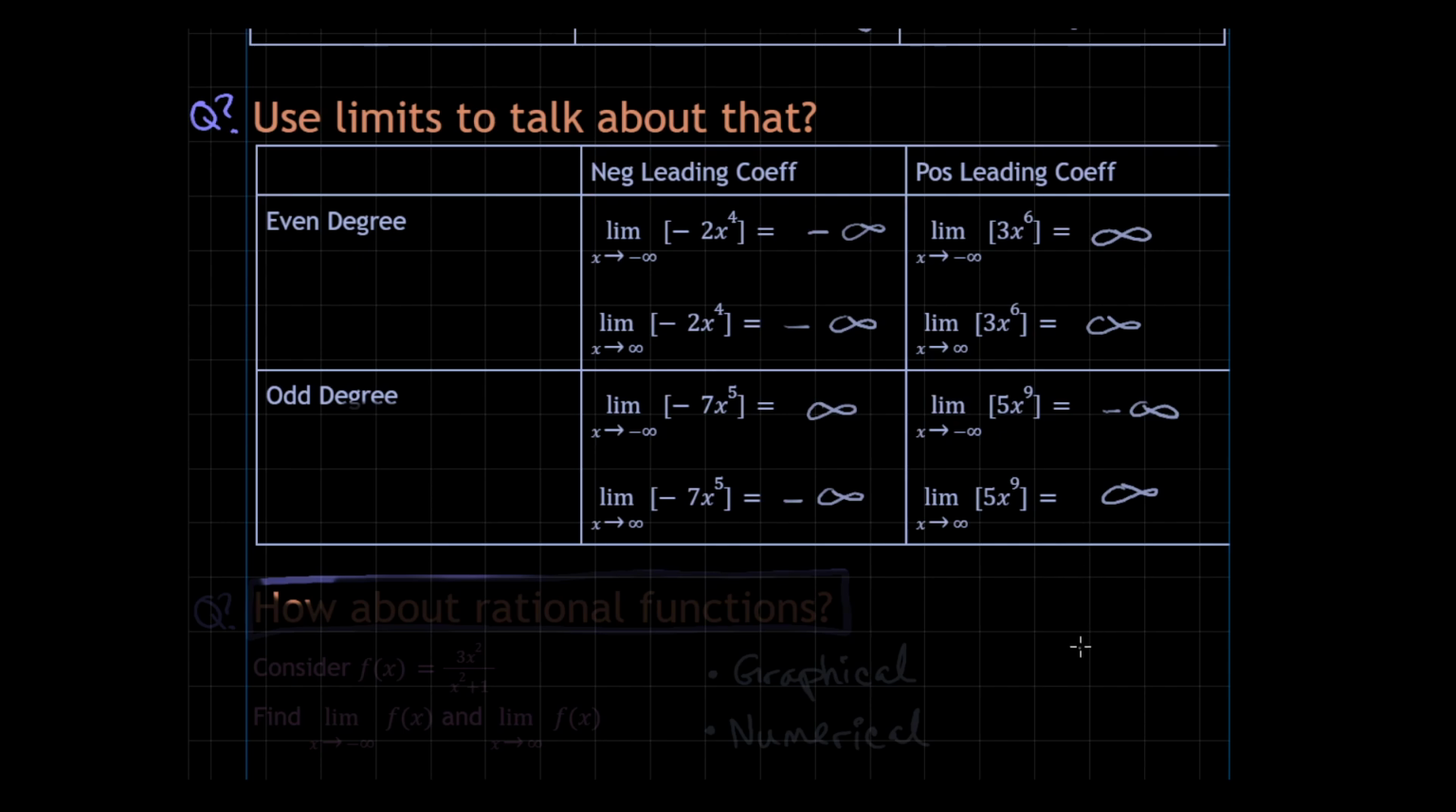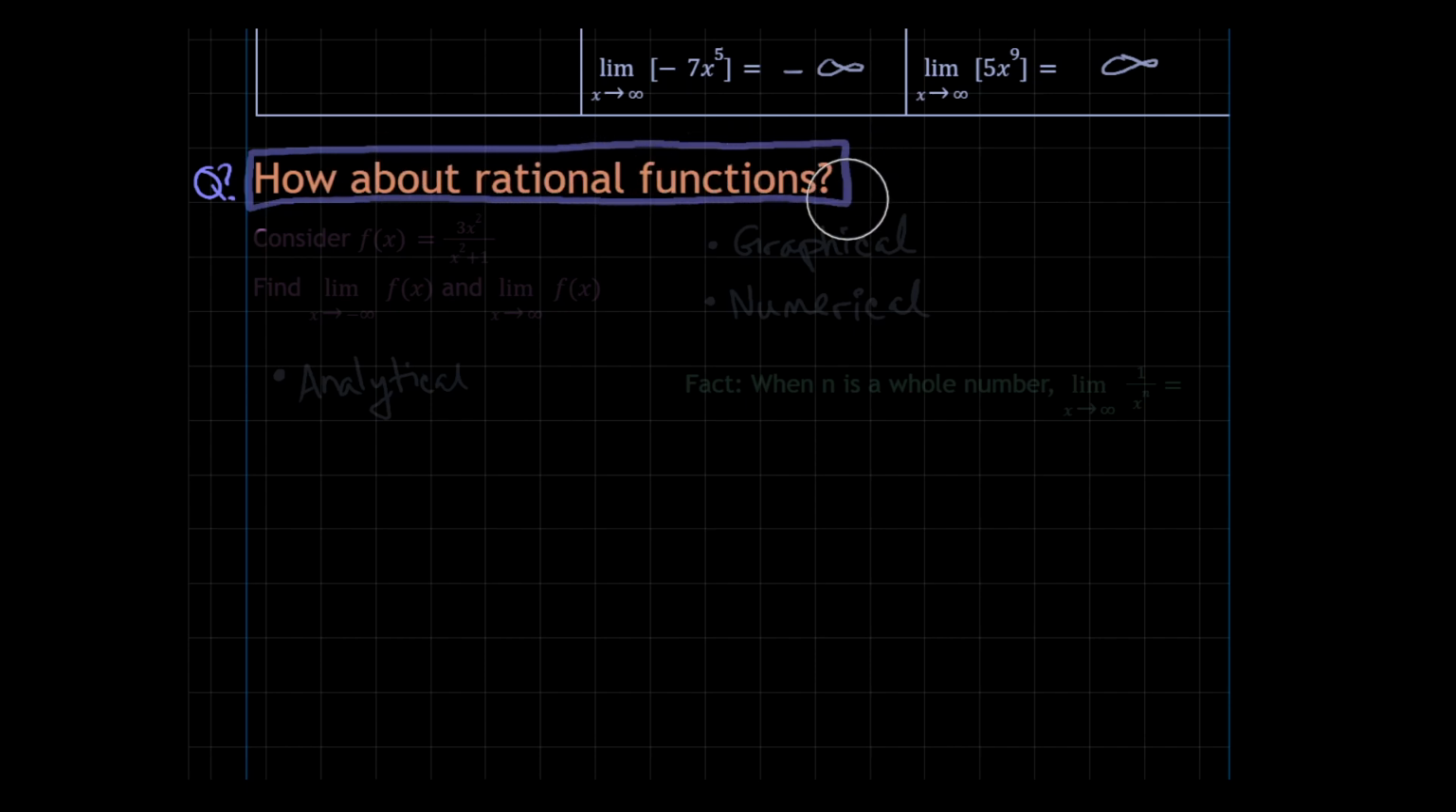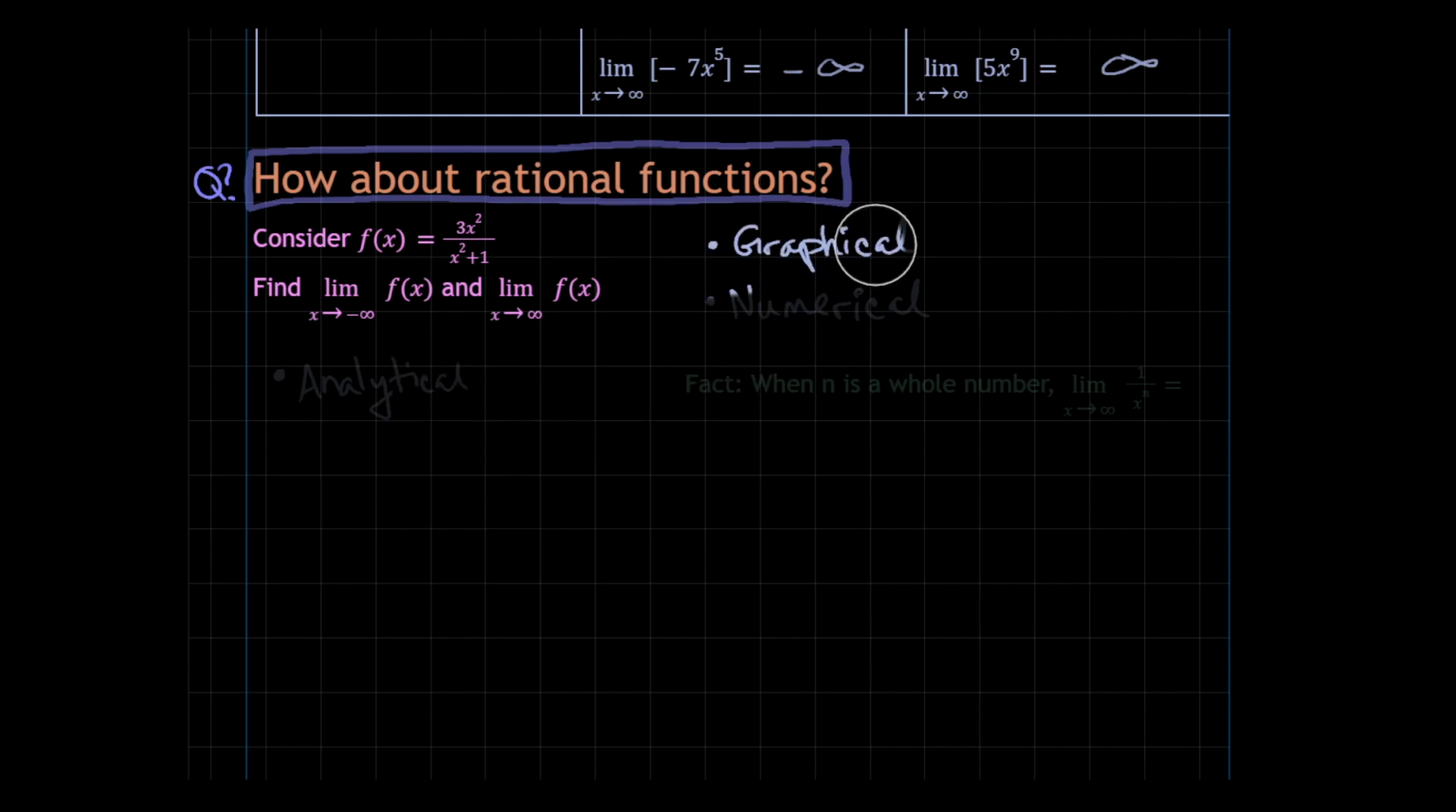All right. So now we can use limits going to infinity to talk about the end behavior of polynomial functions. How about rational functions? We're going to consider the function 3x squared over x squared plus 1. Let's see if we can figure out what the limit as x goes to plus or minus infinity of f of x is going to be. First, I'll have us look at this graphically and numerically.